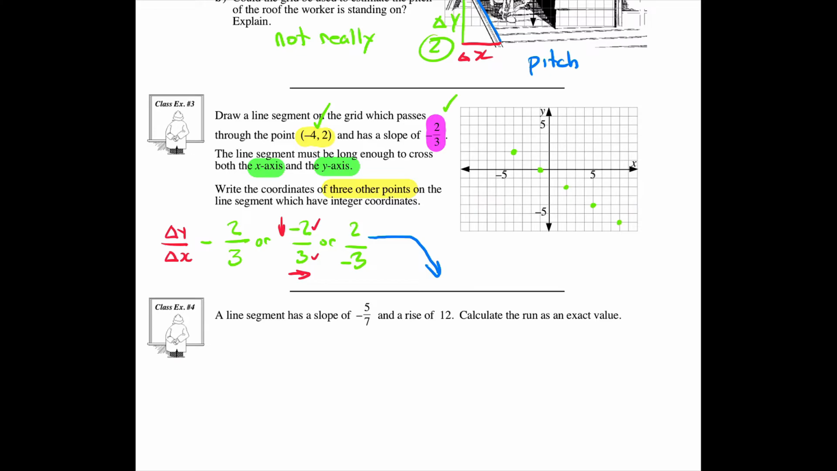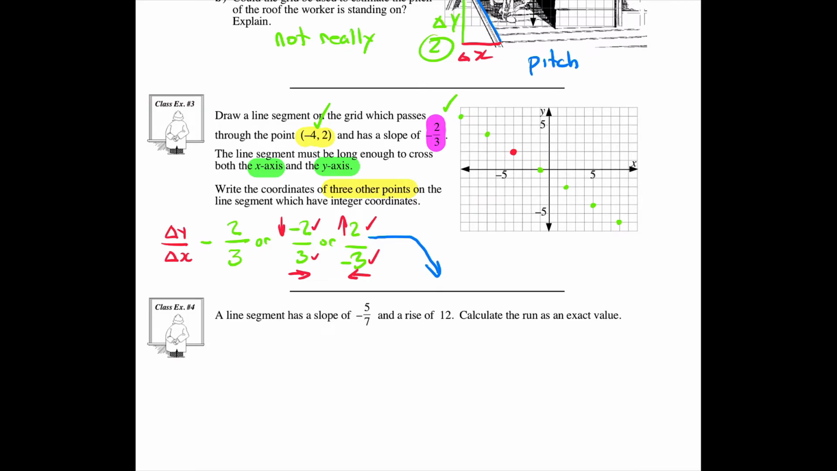Now, if we look at this second or third example, I guess, I've got a positive 2, which would be up 2, and I've got a negative 3 on the bottom, which would be left. So if I go back to our original point, which is right there, we're going to be going from that point up 2 and then left 3. So it's going to be up 2 and left 3, and up 2 and left 3 again, and I get a point right there.